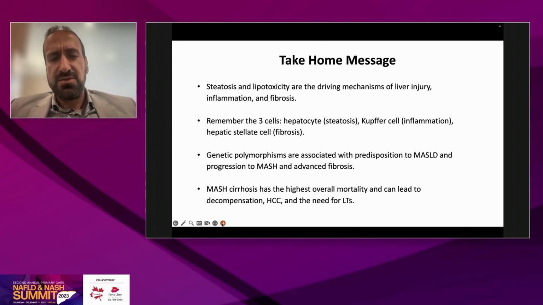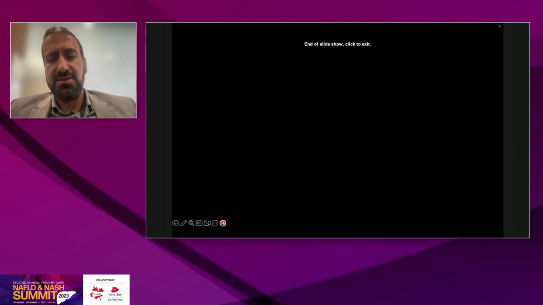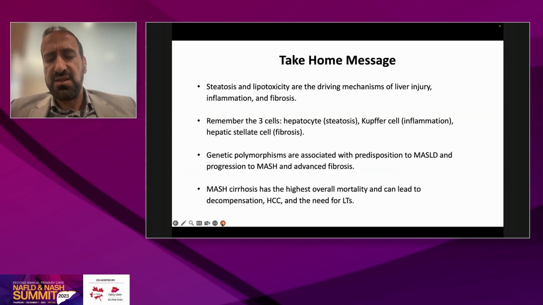It is important to understand that genetic polymorphisms are associated with the predisposition to MASLD, but also its progression to MASH and advanced fibrosis. And that MASH cirrhosis has the highest overall mortality and can lead to decompensation and development of liver cancer and the need for liver transplantation.